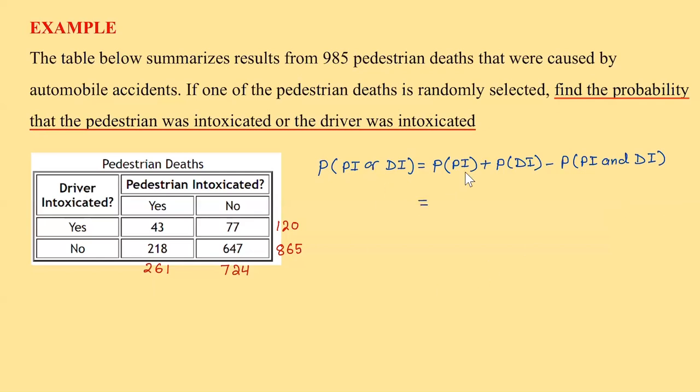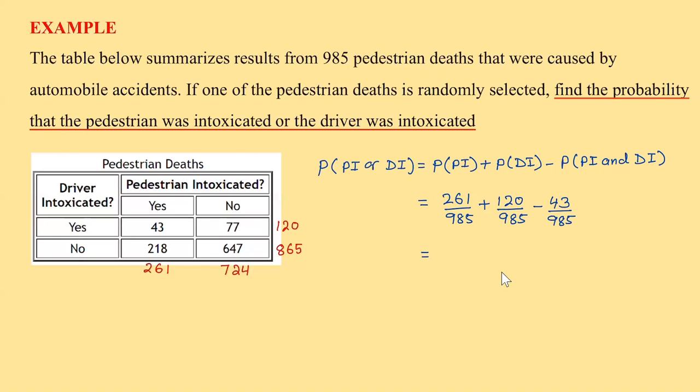Now, probability that the pedestrian was intoxicated. So we have a total of 261 accidents where the pedestrians were intoxicated. So the probability will be 261 out of 985, plus probability that the driver was intoxicated. There are 120 cases where the driver was intoxicated. So it will be 120 out of 985. And then we have a minus probability that the pedestrian involved was intoxicated and driver was intoxicated. So that is 43. There are 43 accidents where the pedestrian involved was intoxicated and also the driver was intoxicated. So that is 43 out of 985.